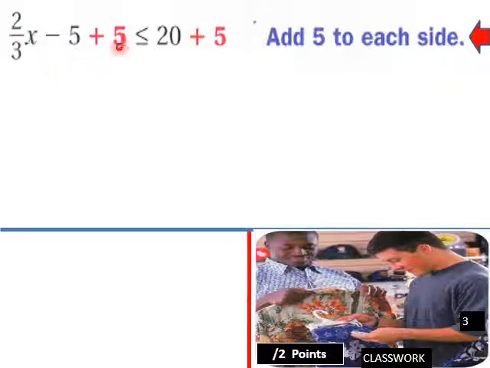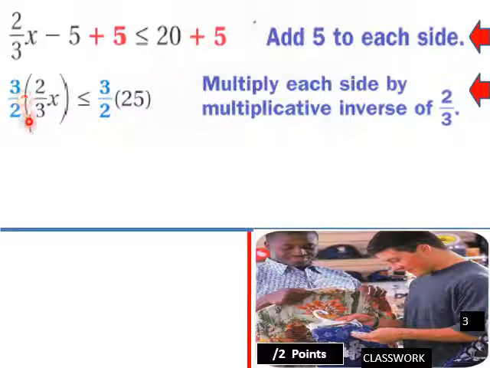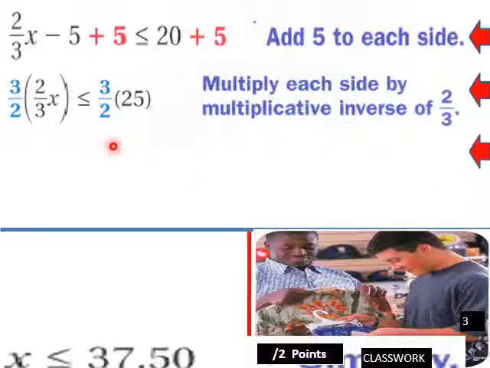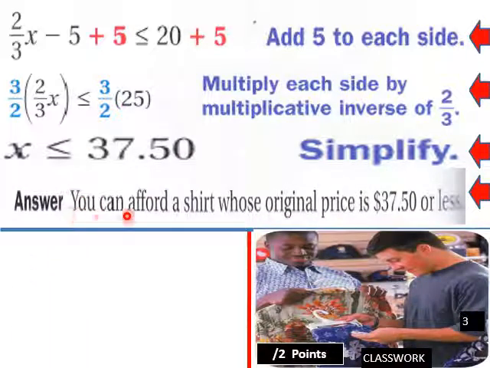So we're going to add 5 to both sides of the inequality. And then we have 2/3 x. We're going to isolate this x, so we're going to use the inverse of 2/3, which is 3/2. Multiply each side by the multiplicative inverse of 2/3, which is 3/2. And then once we do that, we have x is less than or equal to $37.50 as the price of a shirt that you can afford with $20. So you can afford a shirt whose original price is $37.50 or less, according to those conditions.